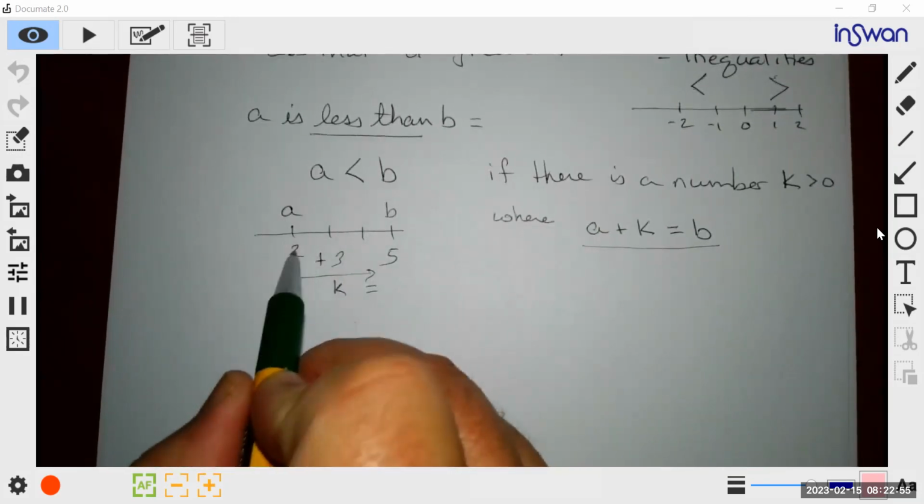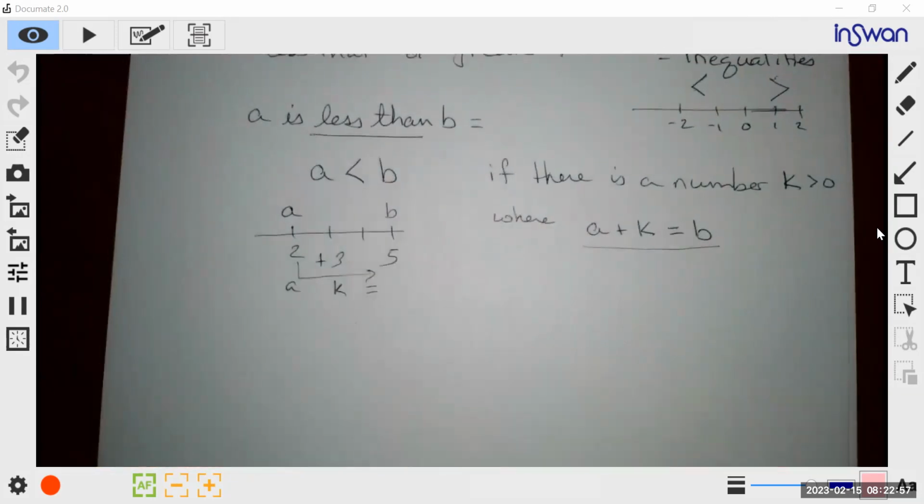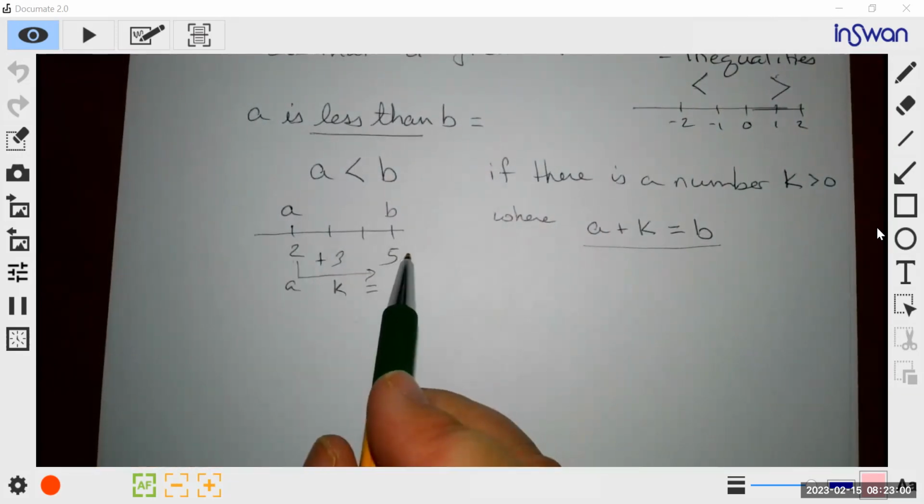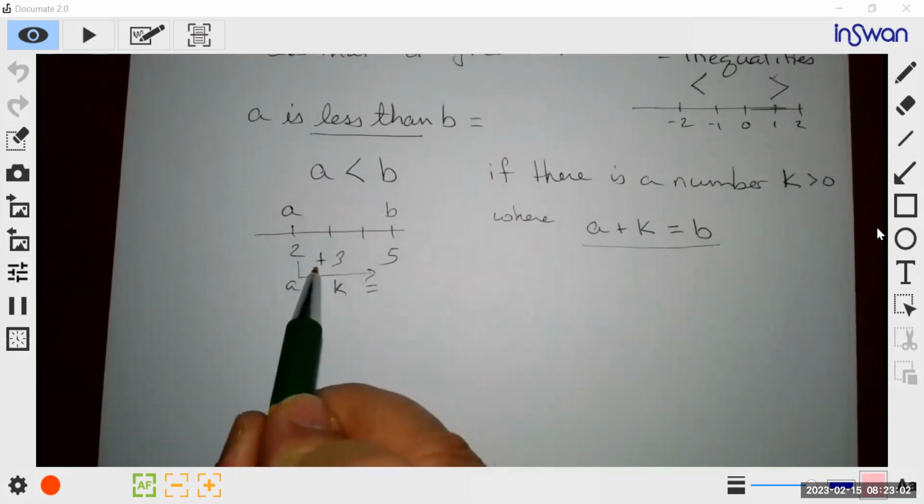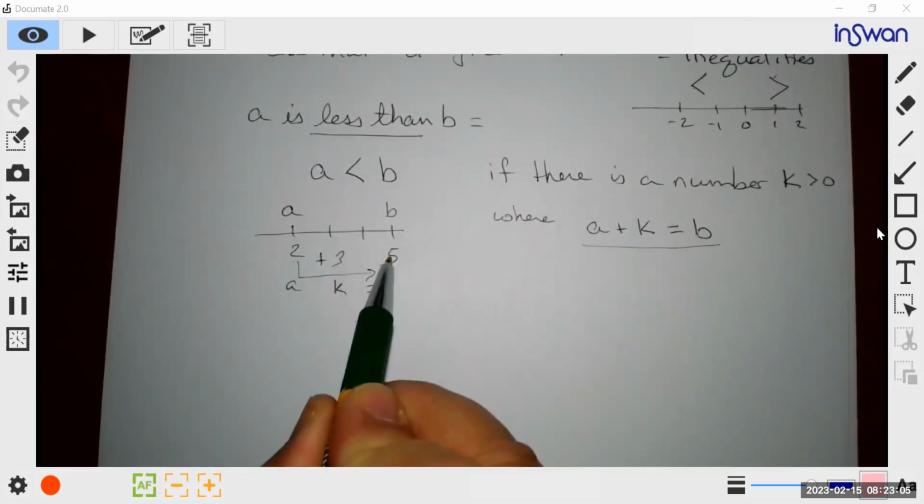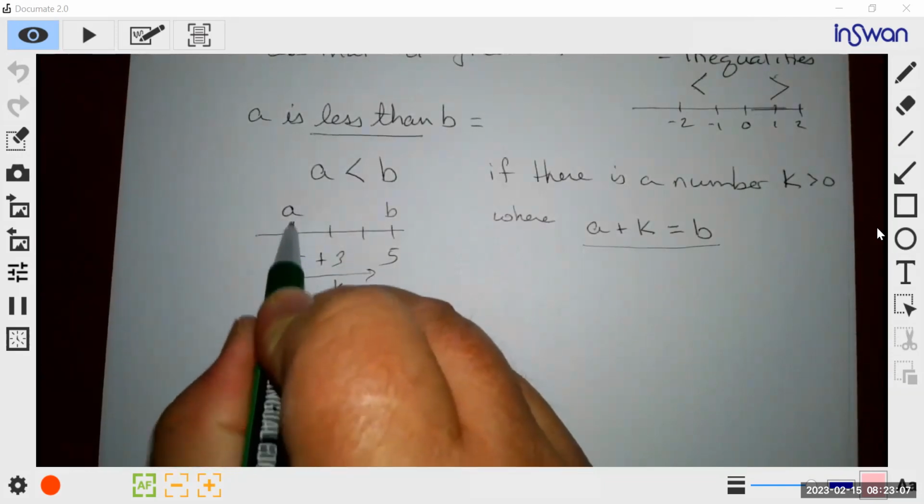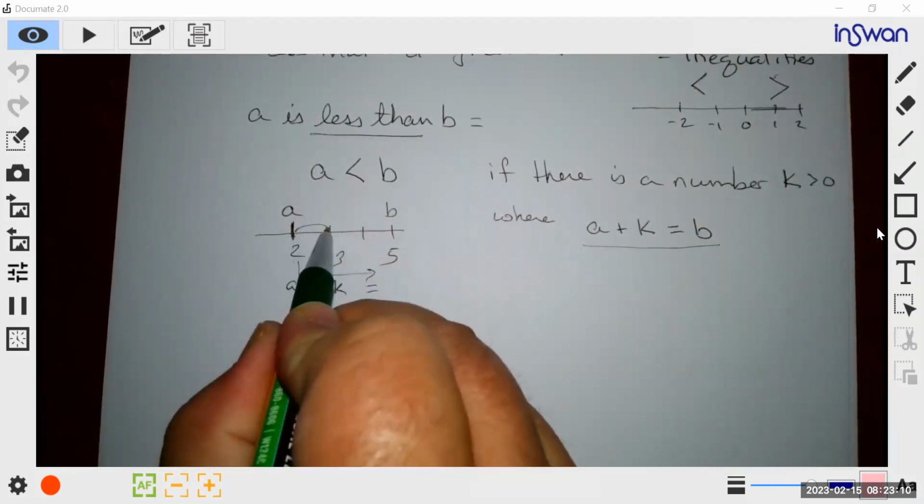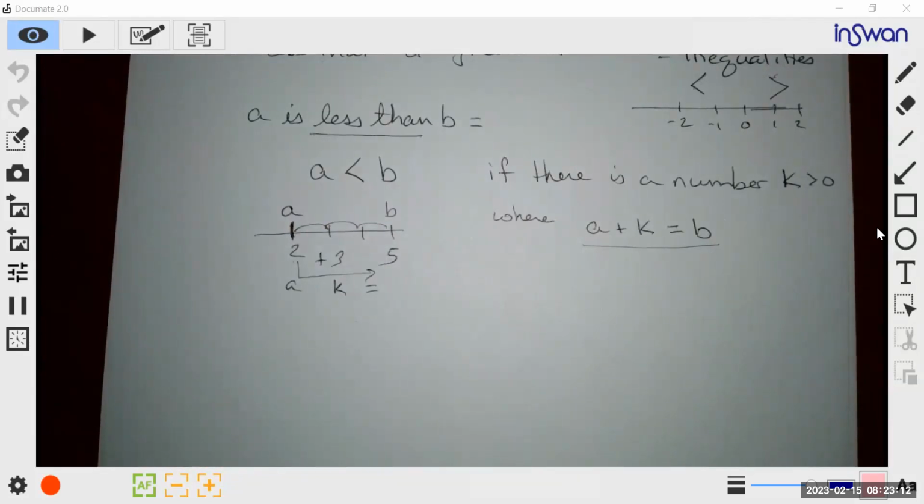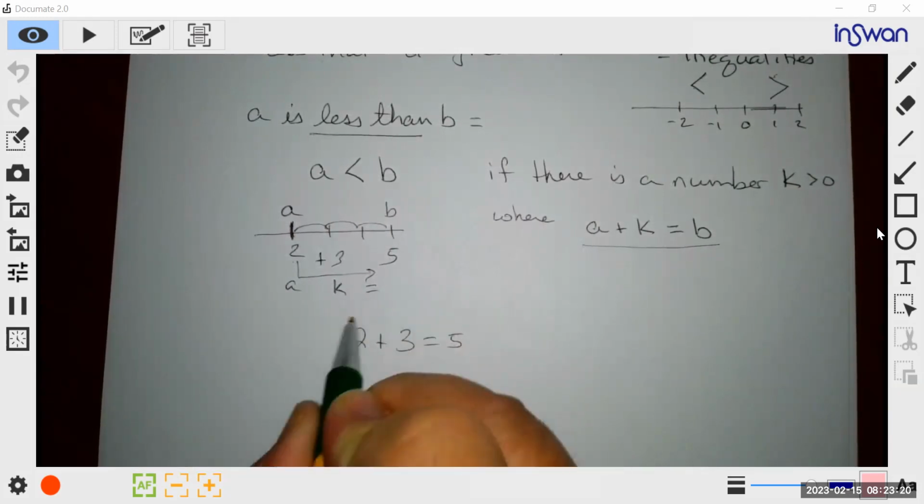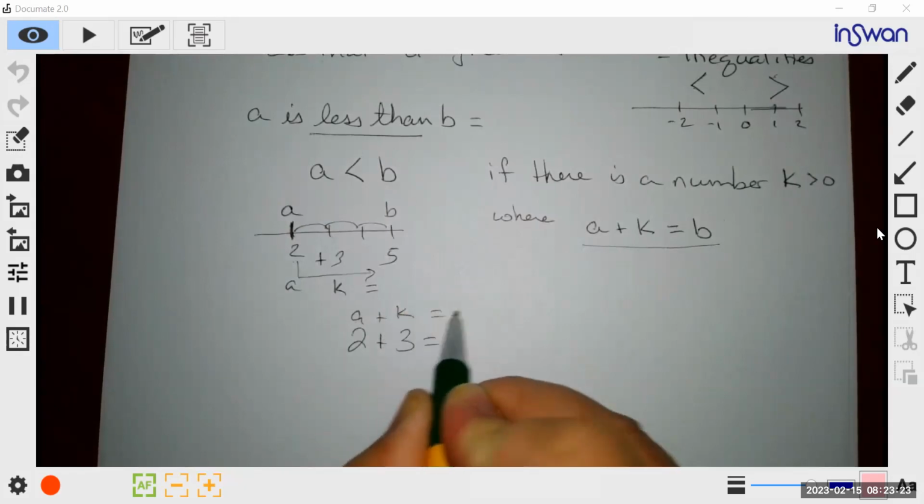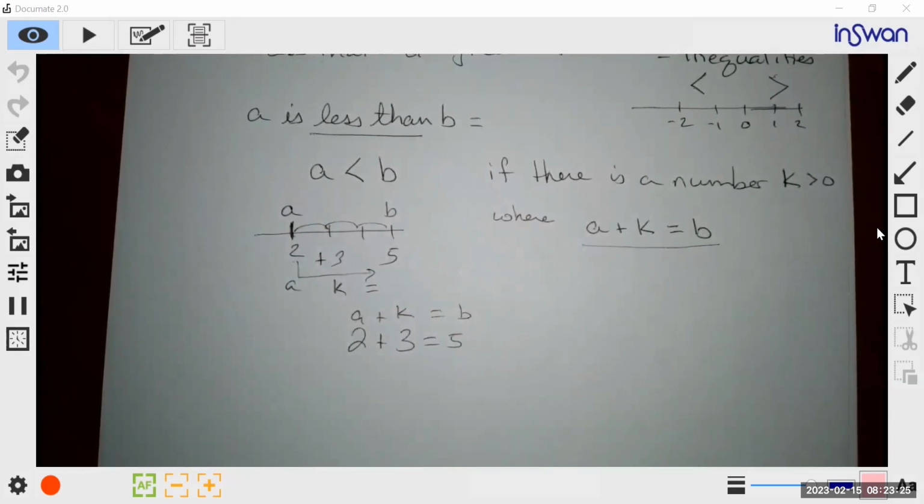So if you look at number 9, you have 2 numbers. The farthest to the left is A, the farthest to the right is B. How much do you have to add to go from one to the other? So to go from 2, I have to go to 1, 2, 3. I have to add 3 more spaces. So we have 2 plus 3 equals 5. This is A plus K equals B. So that's how you prove inequalities.